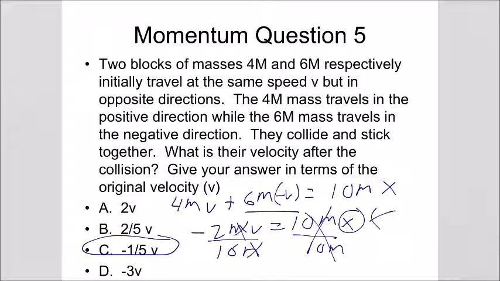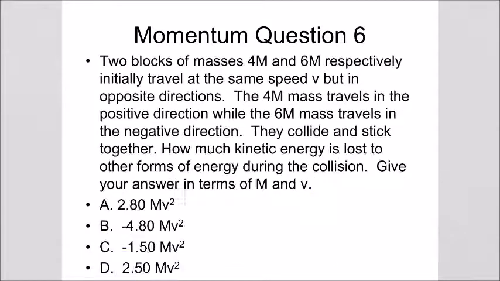So now let's move on to number 6. Number 6 again looks like the same problem, but this time we want to find how much kinetic energy is lost to other forms of energy. We want to give our answer in terms of m and v. So first of all, we need to calculate the kinetic energy before the collision.